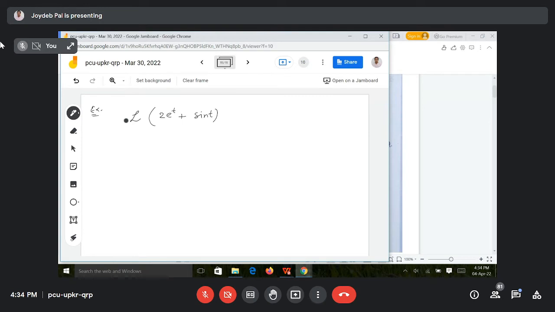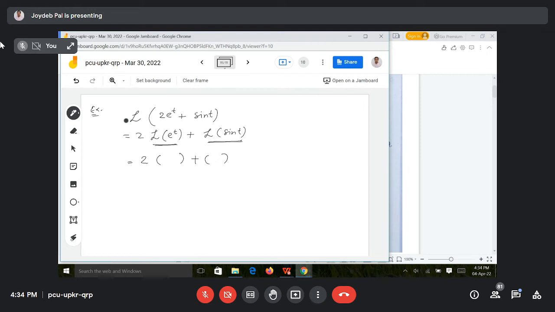So first of all, you have to apply the linearity property. That is, 2 into Laplace transform of e to the power t plus 1 into Laplace transform of sine t, by the linearity property, right? Now it is a tabulated function, and it is also a tabulated function. There is a formula for Laplace transform of sine t, Laplace transform of e to the power t. So now you can write it, and you will get a function of s.